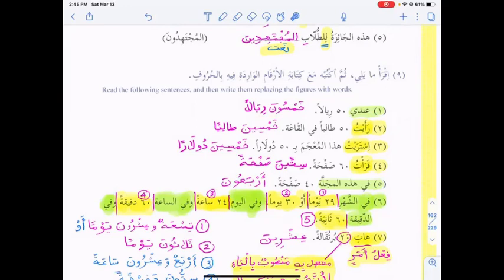Indi khamsuna riyalan, marfu bil waw. Ra'aitu, I saw, now I will need mafulun bihi. Ra'aitu khamsina taliban. Mafulun bihi, khamsina, mansub bil ya. Ishtaraitu hadha al-mu'jama. I bought this dictionary. So these two are jumla failure. This is jumla ismiya, jumla failure.